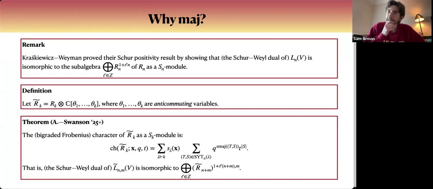Given the specialization theorem we had before, it's not too hard to show that the bigraded Frobenius character of this R tilde is given in terms of our super major index statistic. In particular, if I take the bigraded pieces that are congruent to 1 mod n plus m in the first component and m in the second component, this subalgebra is isomorphic to the Schur-Weil dual of our bigraded pieces as S_{n+m} modules.